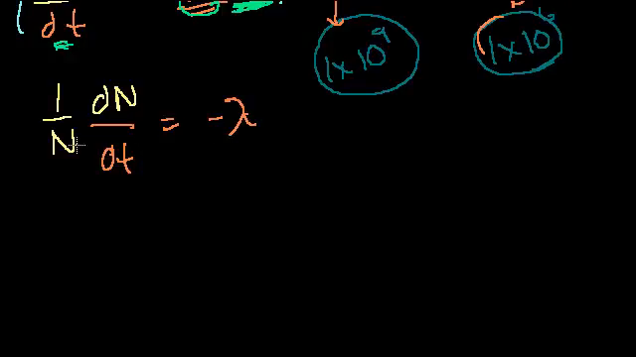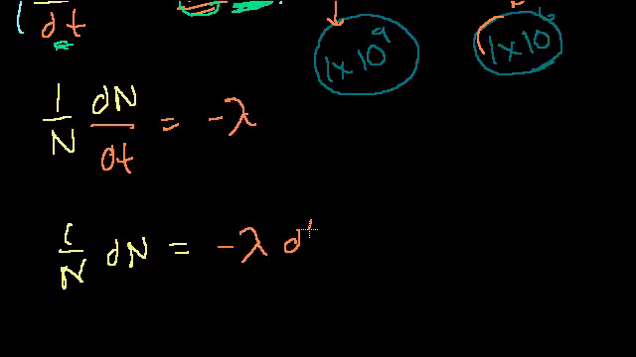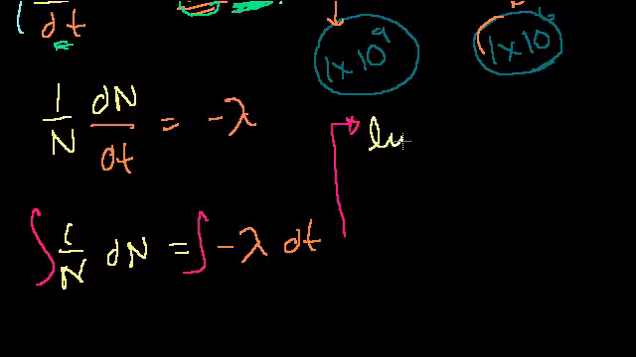And then I can multiply both sides of this by dt, and I get 1 over n dn is equal to minus lambda dt. Now I can take the integral of both sides of this equation. Take the integral, and what do I get? I'm taking the indefinite integral, or the antiderivative. What's the antiderivative of 1 over n? Well, that's the natural log of n plus some constant.